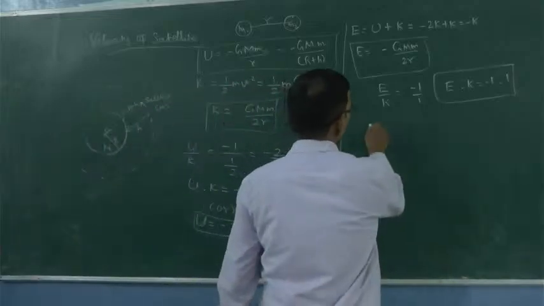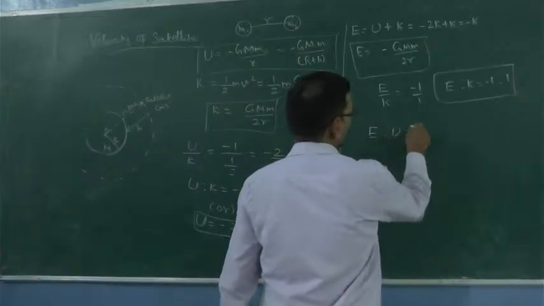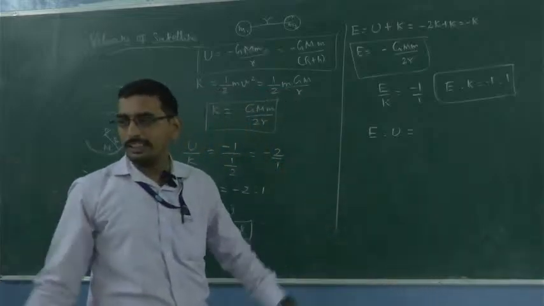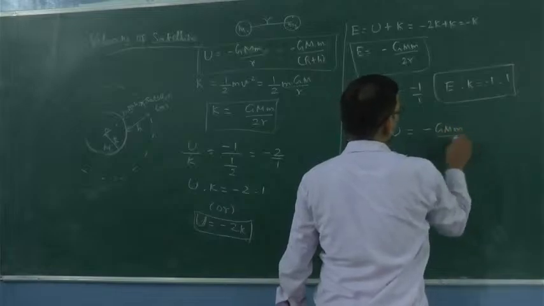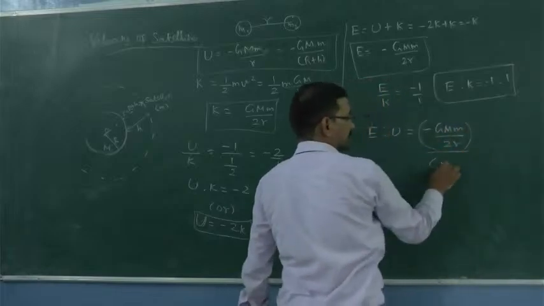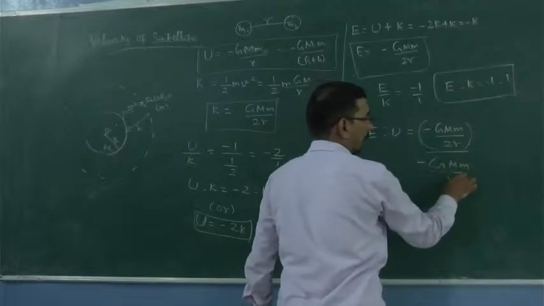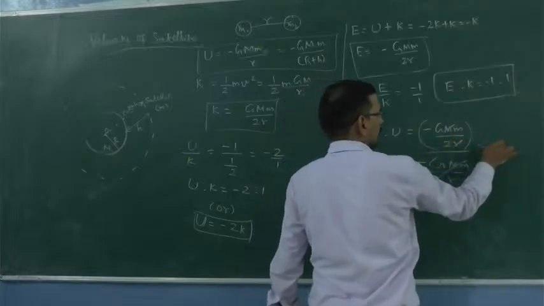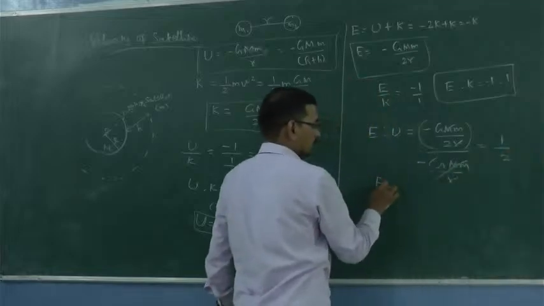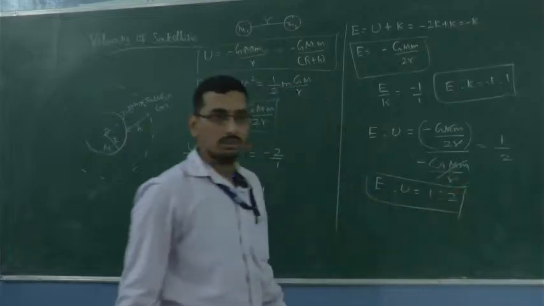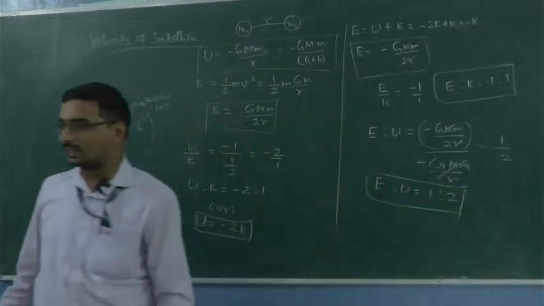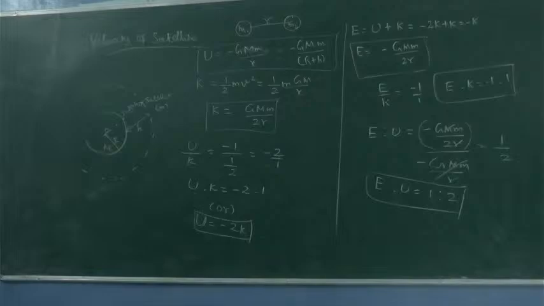Then total energy and potential energy ratio. Whenever you need a ratio, you just divide both the equations. Total energy equation is minus GMm by 2R. Potential energy equation is minus GMm by R. Except 1/2, all other things get cancelled, so we can say 1:2. This is the total energy and potential energy ratio. Okay? Write it down. All the three equations and ratios should be written.